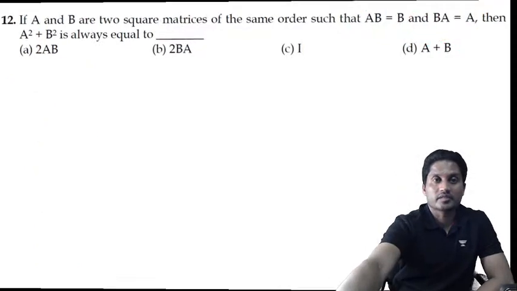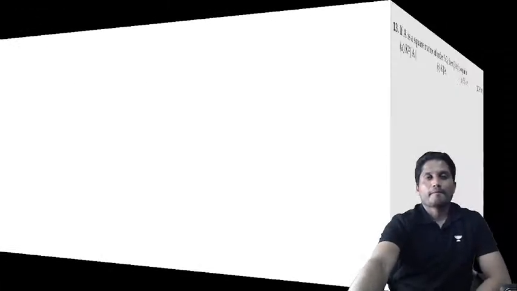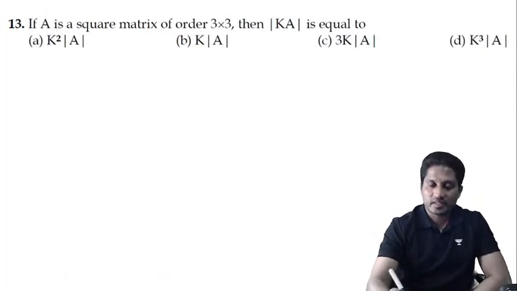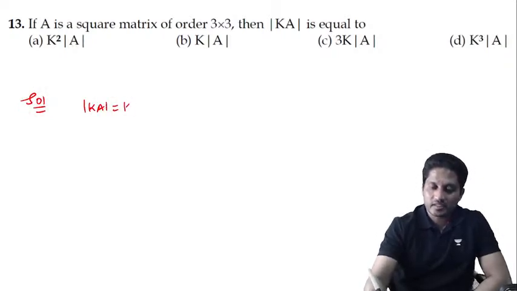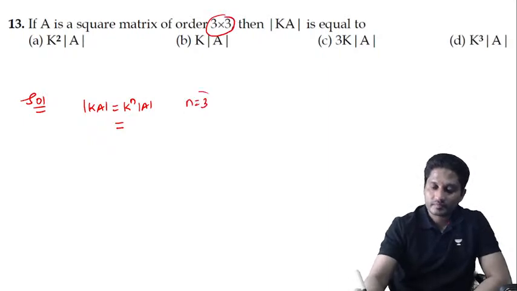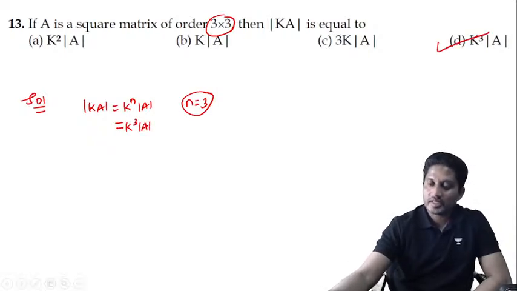Right, let's move to the next question. If A is a matrix of order 3 by 3, then what is determinant of kA? If you take k outside the determinant, this is k power n into determinant A. n stands for order of the matrix, so it's given A is a matrix of order 3 by 3, n equal to 3. This is k cube into determinant A. That is, answer is option D.